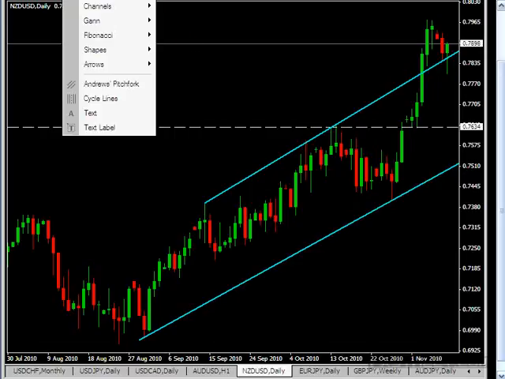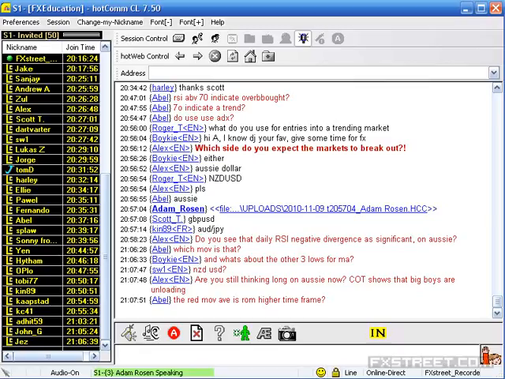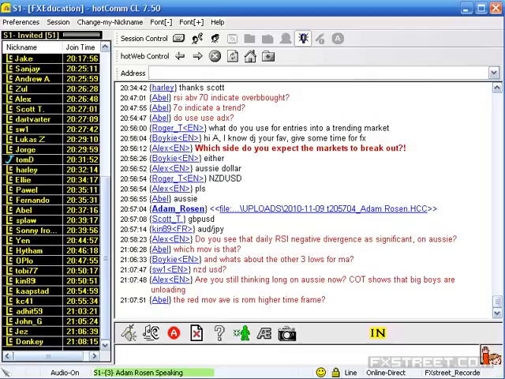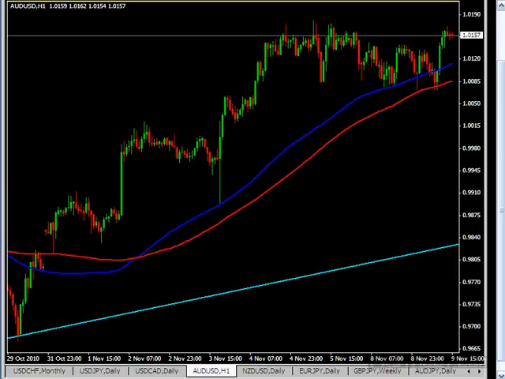The next question is, and after the Kiwi dollar, I'll get to the pound dollar and Aussie yen. Do you see that the daily RSI negative divergence is significant on the Aussie? Going back to the Aussie really briefly on a daily chart, just to answer this question. Then I want to get to the other currency pairs.